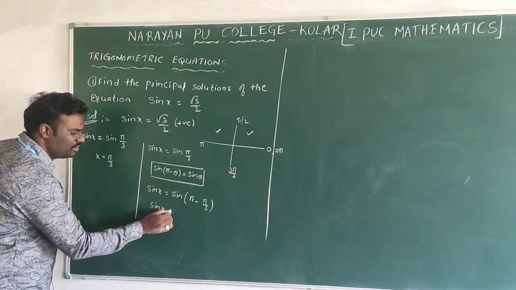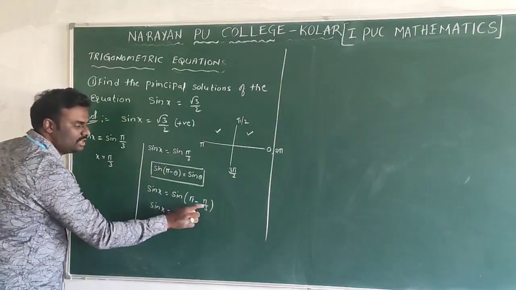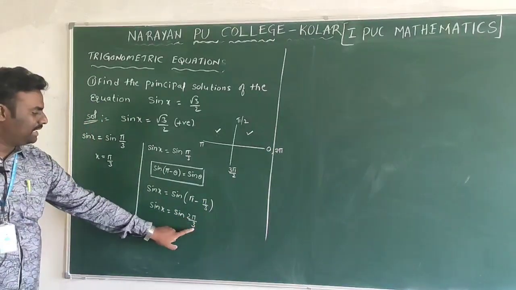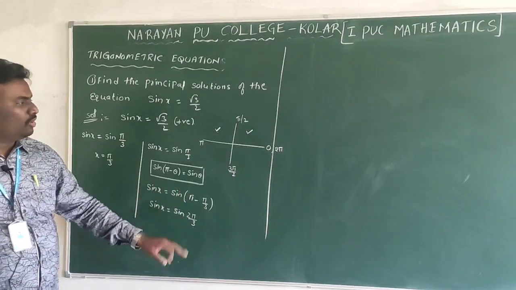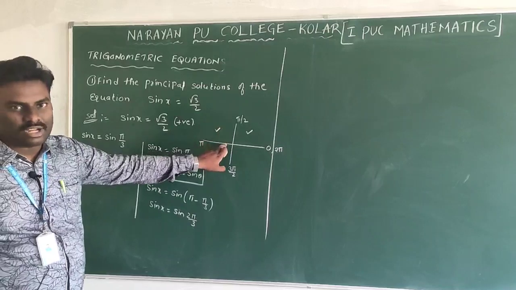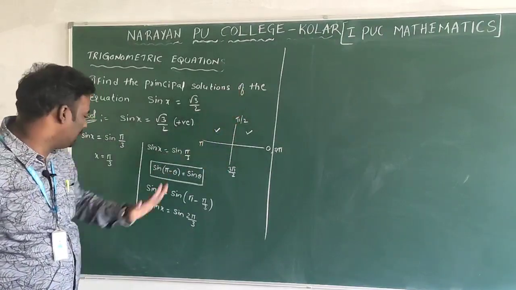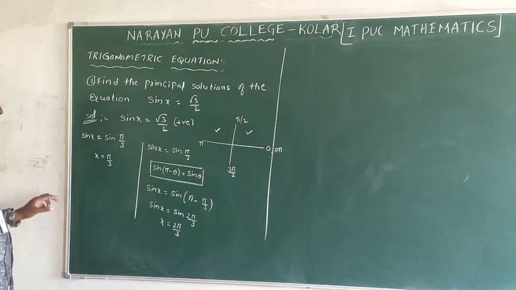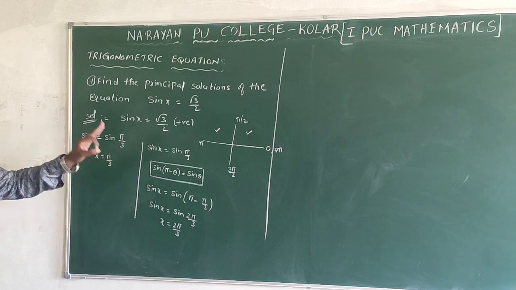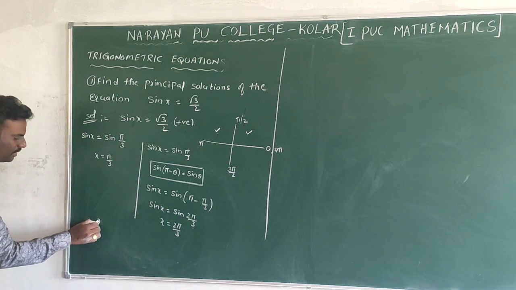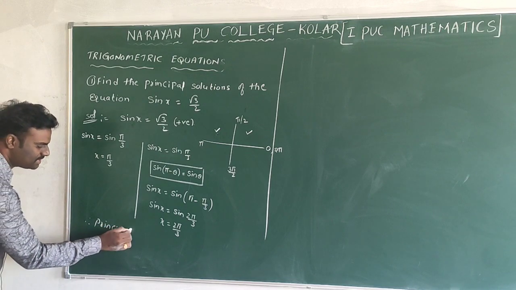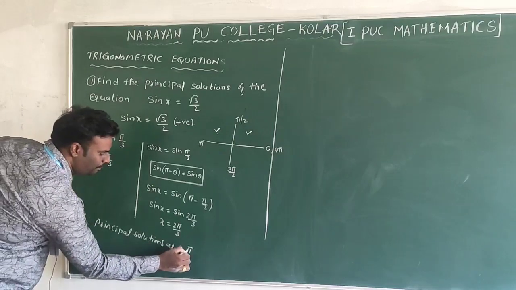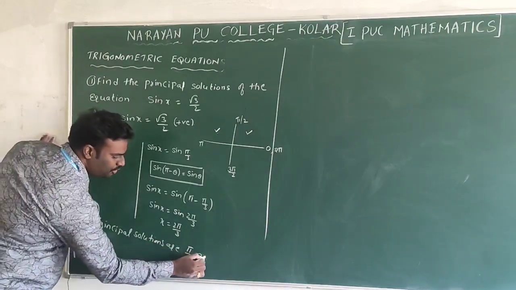Now sin x is equal to sin of, if you simplify this, 3 pi minus pi, now we will get 2 pi by 3. 2 pi by 3 is nothing but 120. 120 lies in the second quadrant, because it is between 90 and 180. Then finally we got 2 pi by 3. So these two are called principal solutions. Therefore, the principal solutions are pi by 3 and 2 pi by 3.